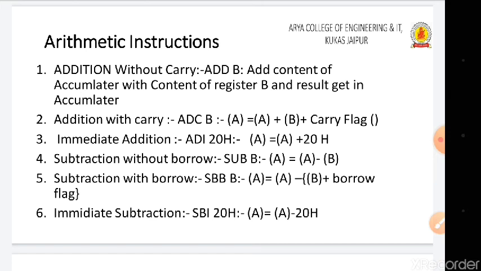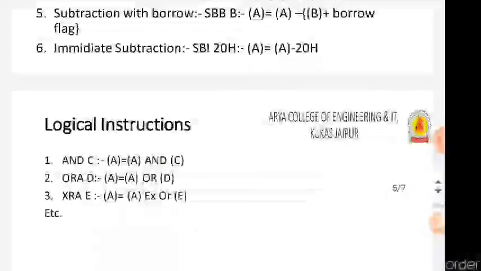Next, immediate subtraction, SBI 20H. Subtract immediate with borrow. Immediate content 20H is subtracted from accumulator and the result is stored in accumulator.